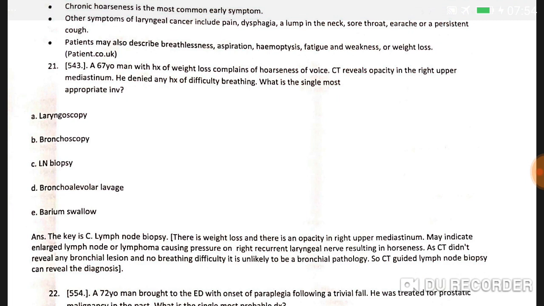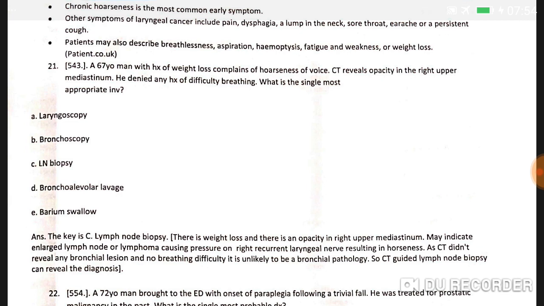Chronic hoarseness is the most common early symptom. Other symptoms of laryngeal cancer include pain, dysphagia, a lump in the neck, sore throat, earache, or persistent cough. Patients may describe breathlessness, aspiration, hemoptysis, fatigue and weakness, or weight loss.